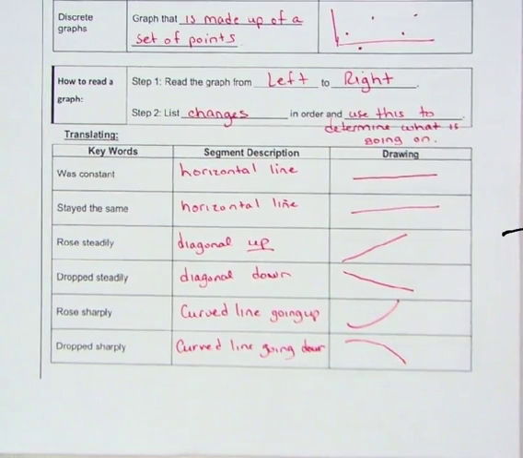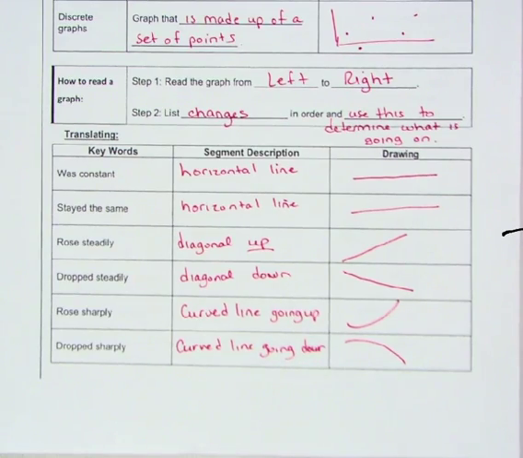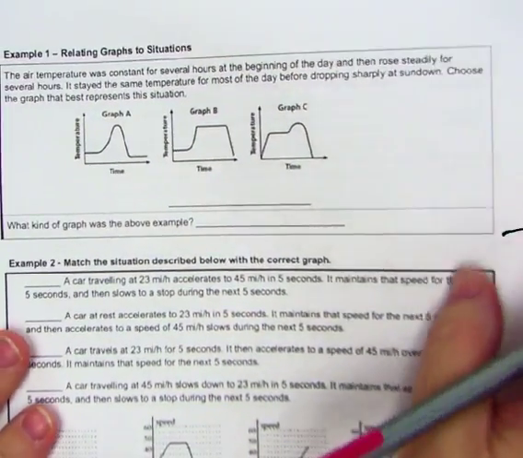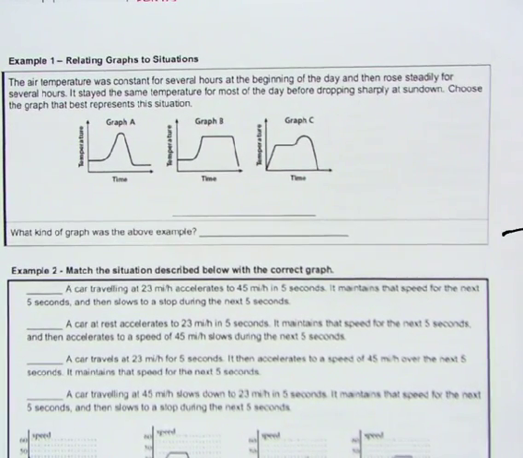Like so. Okay? So make sure you have all those notes. If you need to stop the video, go ahead, and then we're going to go over some examples. All right, so a couple examples. These are not on your paper, but if you want to write them in your notebook, that would be a good idea. We're just looking at what kind of graph is in this example, okay?